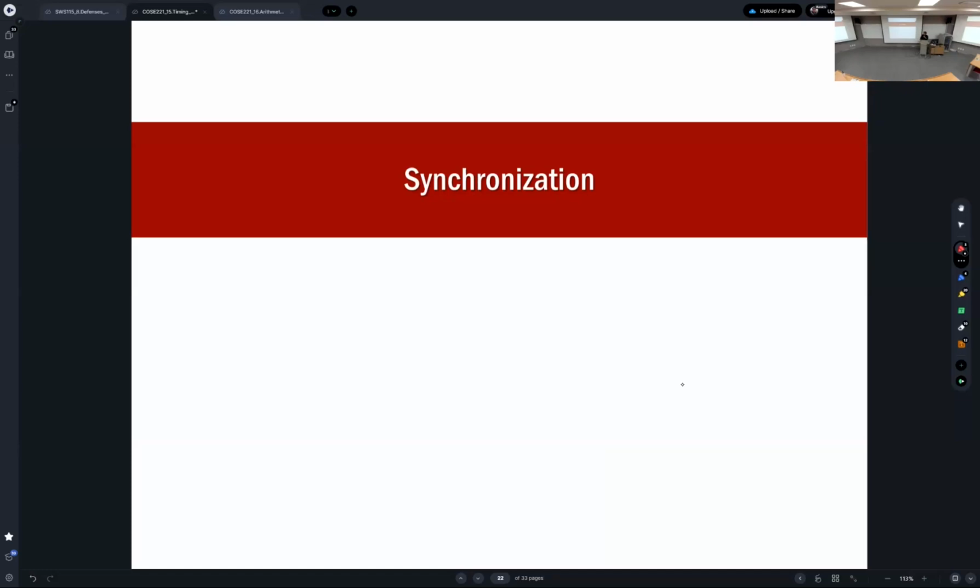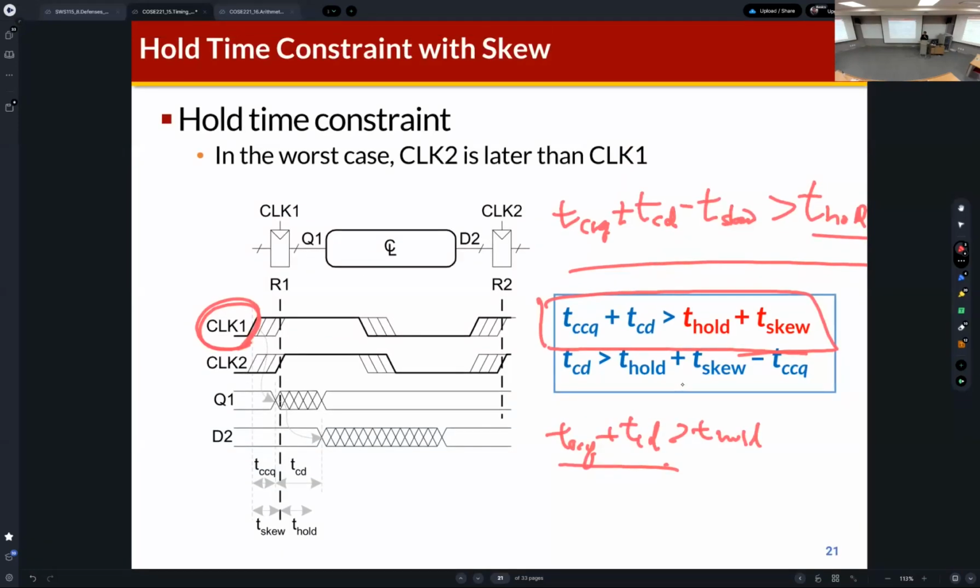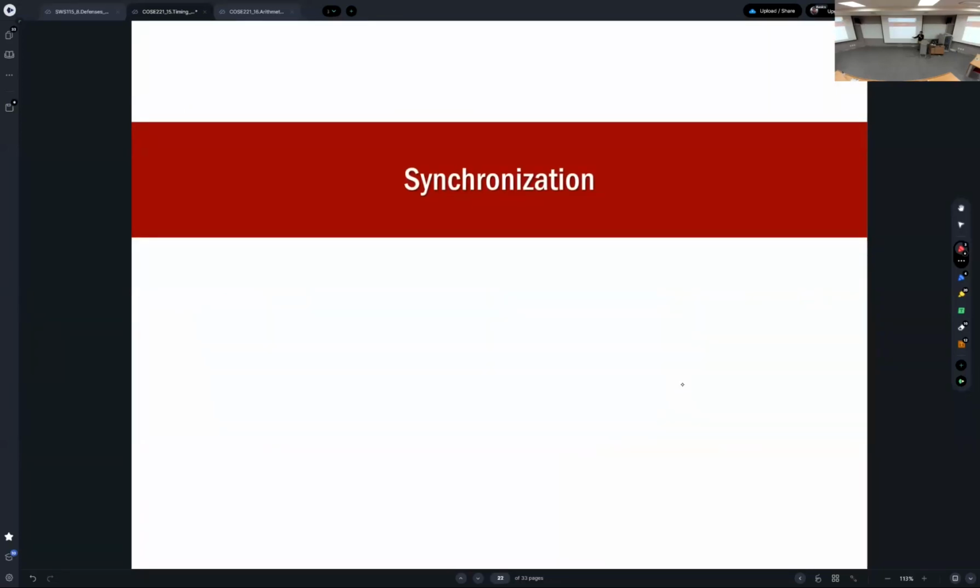Actually, when we build the system, this timing is very critical because if these constraints are violated, the timing constraints are violated and the system becomes unstable. Okay, we need to avoid this situation. Now I will cover another issue of unstable sequential logic, which is synchronization.